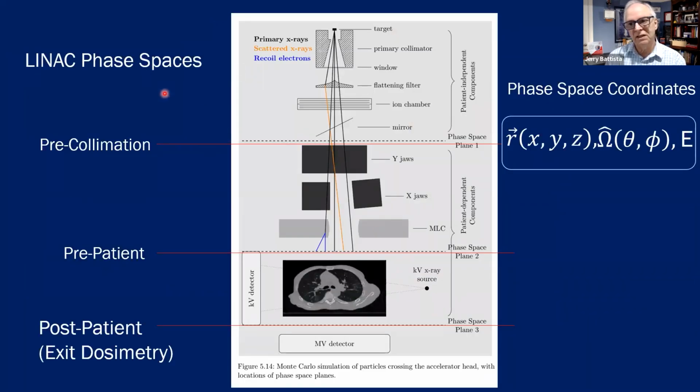And some of you may have seen phase spaces with accelerators. They're sometimes provided by the manufacturer, and that's just a phase space in a plane, for example, before these collimators or after these collimators, before the patient. These are available, and there are even some attempts to calculate the phase space after the patient. So you know which particles are there, which ones are going in what direction, and what energy they have.